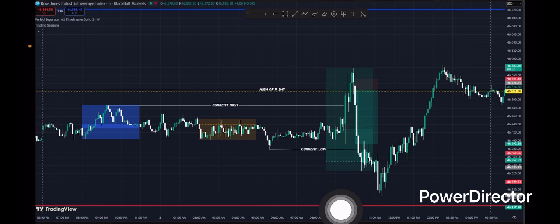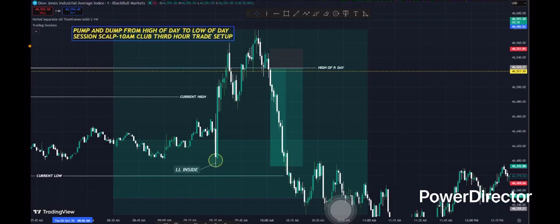And we're going to take a closer look here on the 1-minute chart to actually look at the setup or the entry. Okay. So here, we're looking at a pump and dump from the high of day to the low of day. This is a session scalp, 10 a.m. club, third hour trade setup and entry. All right. So here's our 9:30. As soon as 9:30 hits, we spike down through these lows. We don't go through the current day's low, but we do go through these previous lows. So this becomes our potential lower low on the inside. This is our lower low on the inside.